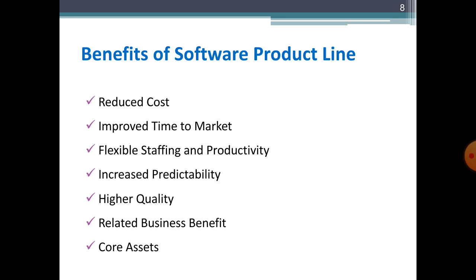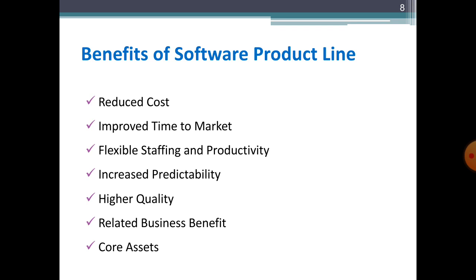And the next one is flexible staffing and productivity. Students, there is much more flexibility when moving people around the organization, since they become familiar with the set of shared tools, components, and processes of each product line. So a critical product development effort can benefit from using people from other development teams who are familiar with the product line's core assets, etc.